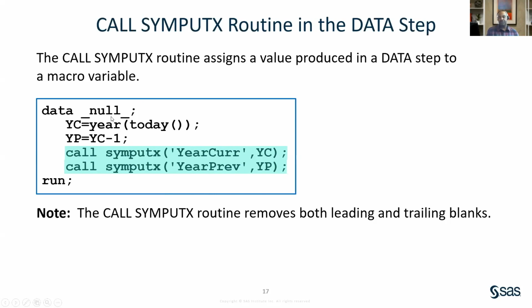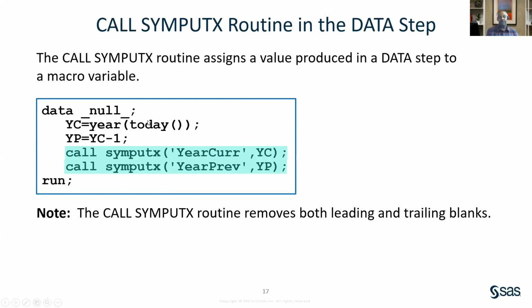You would put data _null_, and it would not create a data set. It would still allow you to use the data step. As in this case, we're creating a variable called YC. So we make it equal to the year of today.